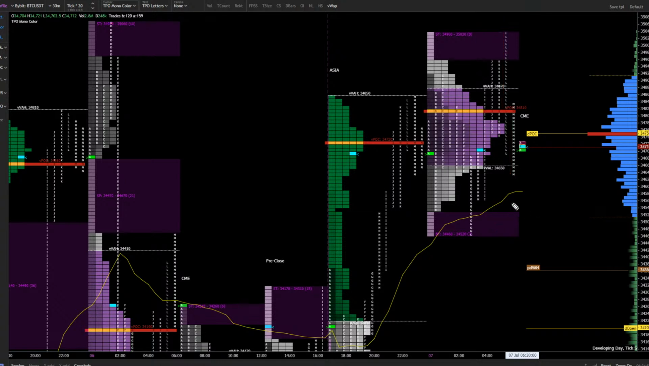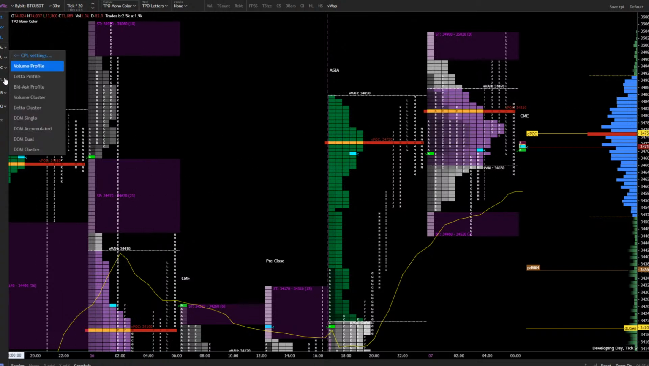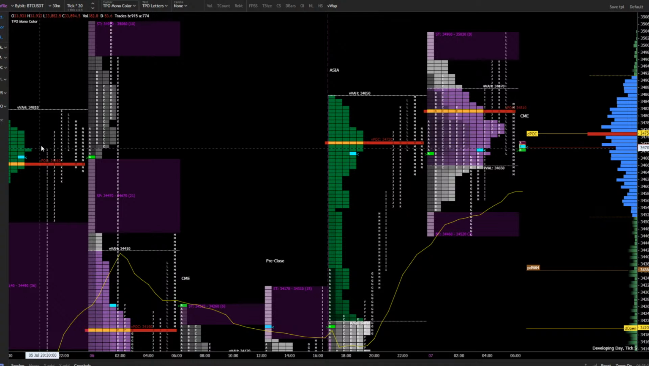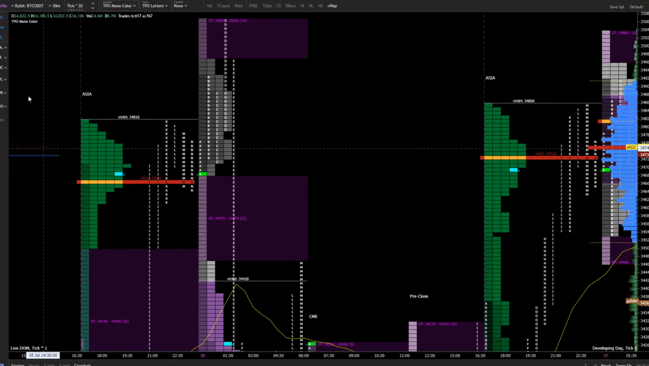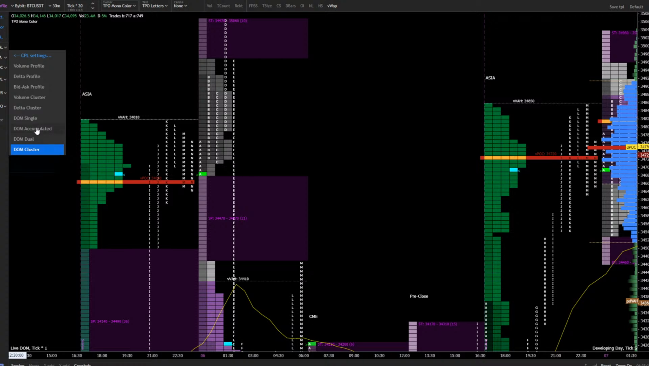Two questions. How do we show the order book on EXO, and how do we get it to make the shapes again like P and B? Okay, so to show the order book, if that's something that you want to do, you can come over here to where it says CPL. Click on the DOM. You can click on the single, acclimated, dual, or the cluster. And you just got to turn it on, and it should pop up on this side. All right, and this is going to show you basically the resting order books. You can mess with it.